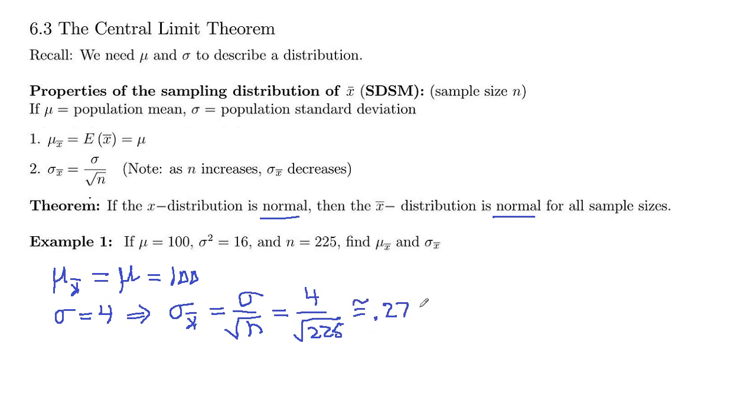So note the standard deviation of the sampling distribution is smaller than the standard deviation of the parent distribution. And as sample size increases, this will get even smaller.